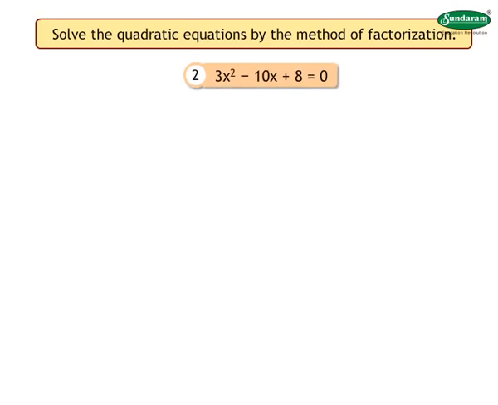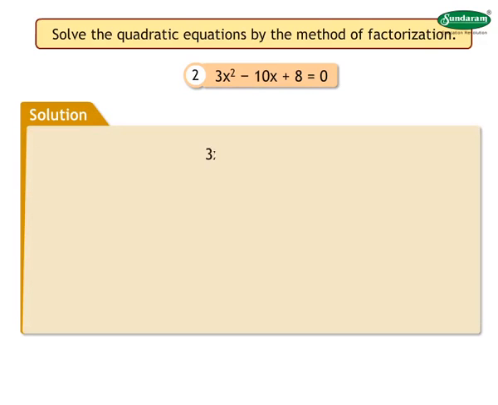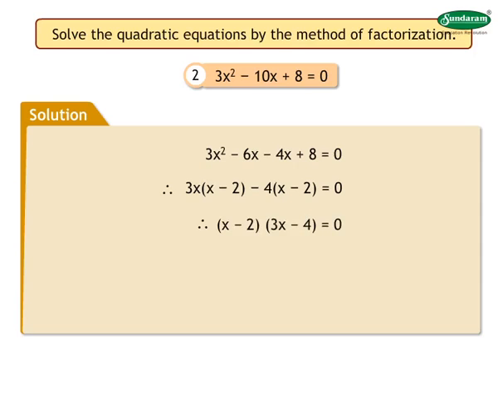Number 2. 3x square minus 10x plus 8 is equal to 0. Solution: 3x square minus 6x minus 4x plus 8 is equal to 0. Therefore, 3x into x minus 2 minus 4 into x minus 2 is equal to 0. Therefore, x minus 2 into 3x minus 4 is equal to 0. Therefore, x minus 2 is equal to 0 or 3x minus 4 is equal to 0. Therefore, x is equal to 2 or x is equal to 4 upon 3.